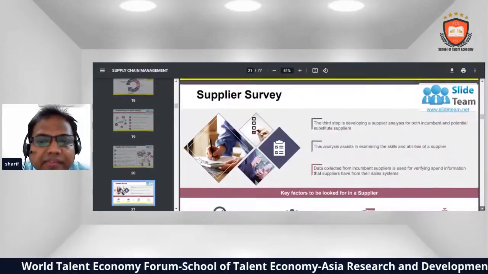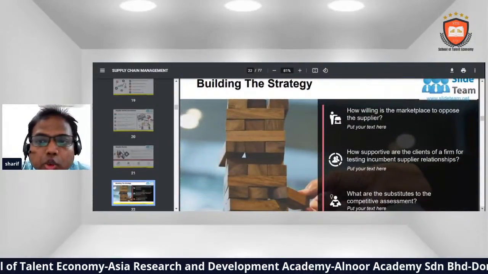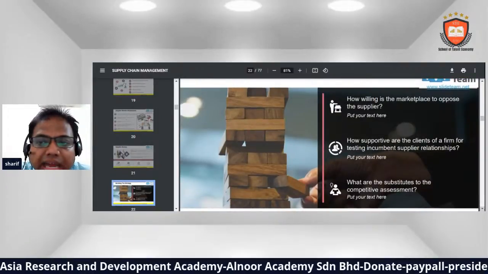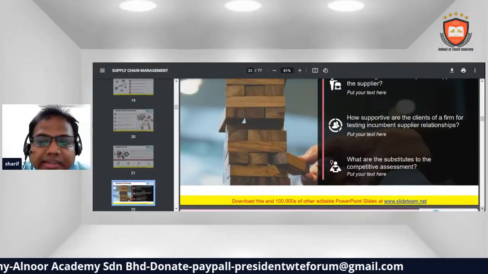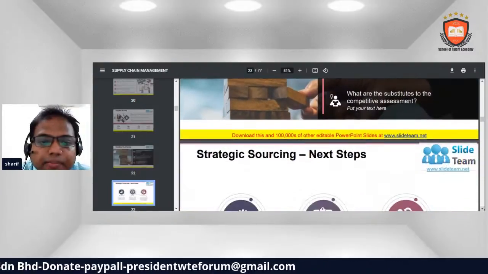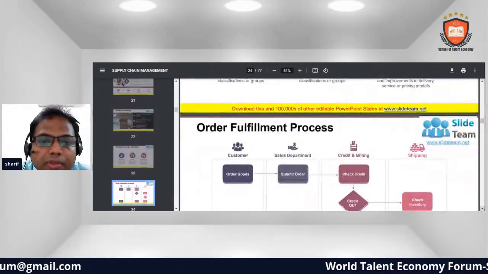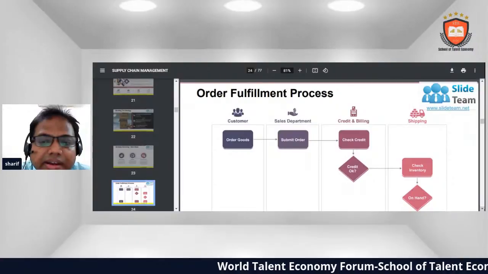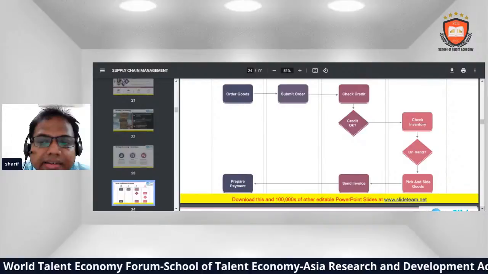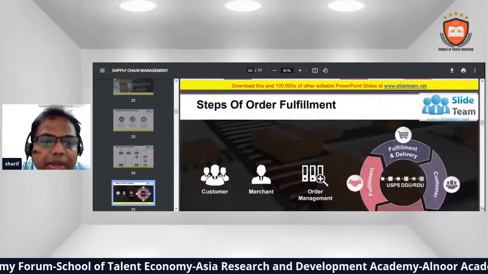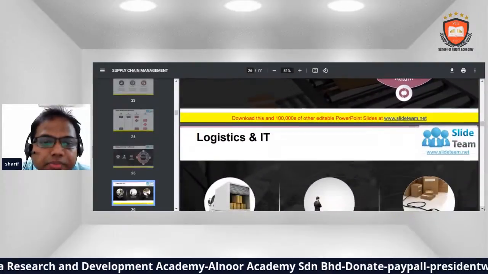Supplier surveys, building the strategy: how willing is the marketplace to oppose the suppliers, how supportive are the clients of a firm for testing incumbent supplier relationships, what are the substitutes to the competitive assessments. Strategic sourcing, RFx selections, communications. Order fulfillment process: order goods, submit order, check credit, credit check, check inventory on hand, pick and ship goods, send invoice and prepare payment. Step of the order, customer merchandise order management.